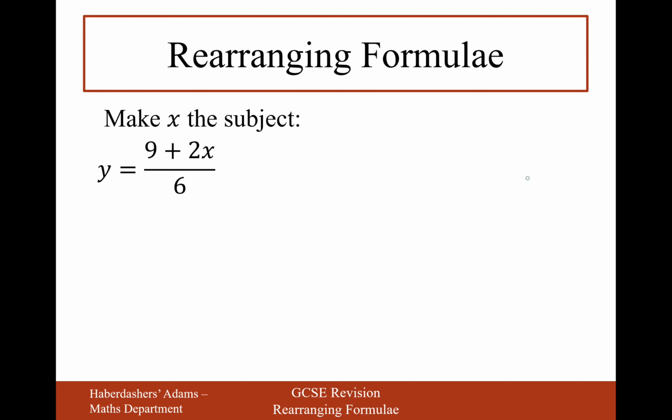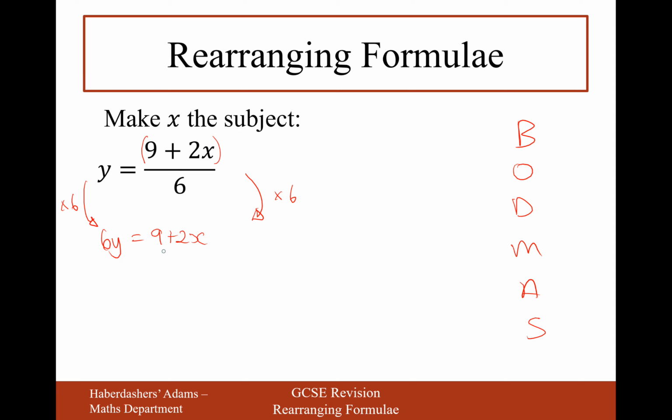So the first thing we'll have a look at is the reverse operation of BODMAS. And the first thing we have to remember is that there's an invisible set of brackets around the numerator. So the first thing we get to is this division by 6. So we're going to now do the opposite of that, which is to multiply by 6. So that's the first thing we need to do. 6y equals 9 plus 2x.